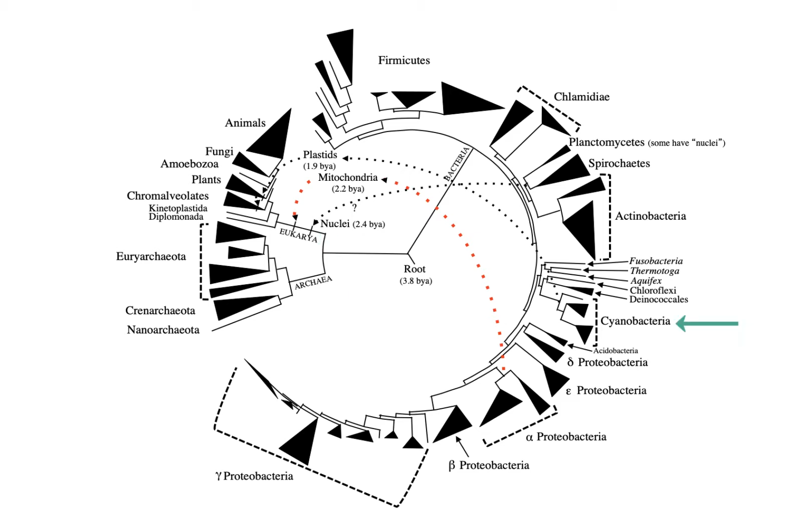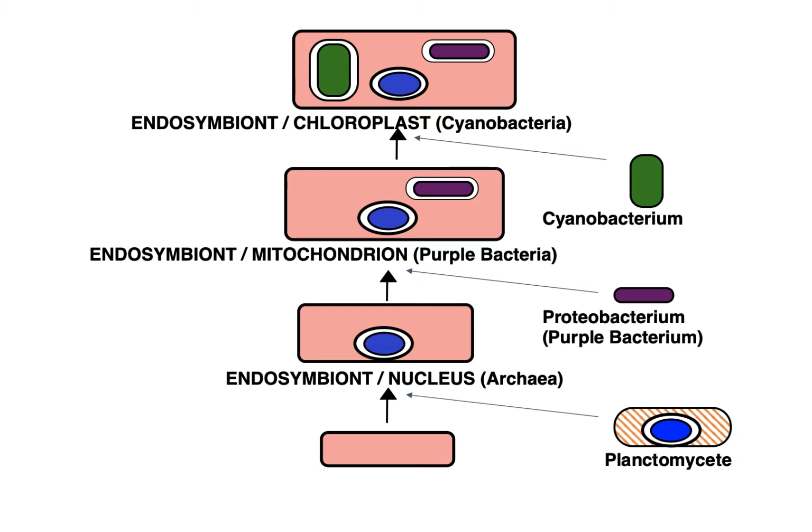At about 1.9 billion years ago, then, a cyanobacterium entered a protist cell that was not an autotroph, not a photoautotroph, and that cell became a photoautotroph by taking up the cyanobacterium, and that eventually evolved into the plastids that we see today. Here's a general picture of these major endosymbiotic events that led to the eukaryotes.